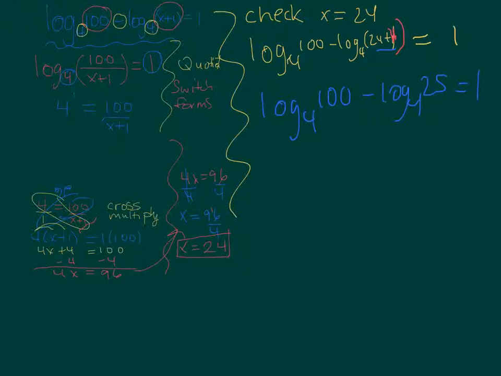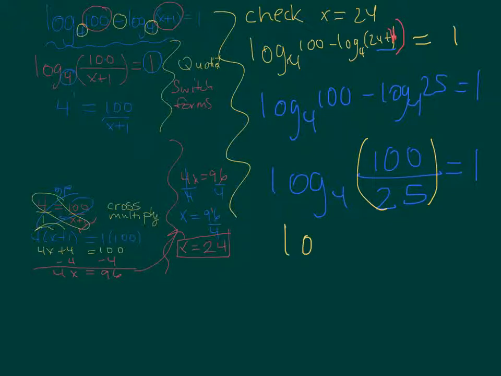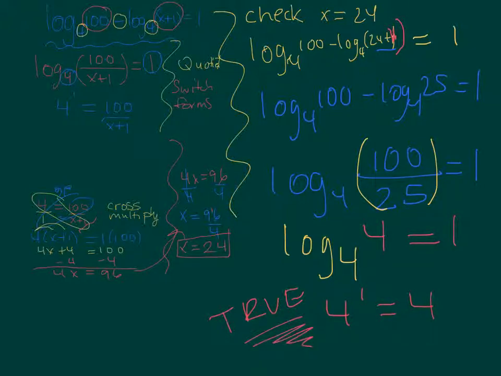Using the quotient property, I'm going to write log base 4 of 100 over 25, which equals 1. Of course, I can reduce 100 over 25, which is just log base 4 of 4, which equals 1. Is it true that log base 4 of 4 is 1? If I switch forms, I could say 4 to the 1 is equal to 4. That's true. So therefore, our answer, x equals 24, works out.